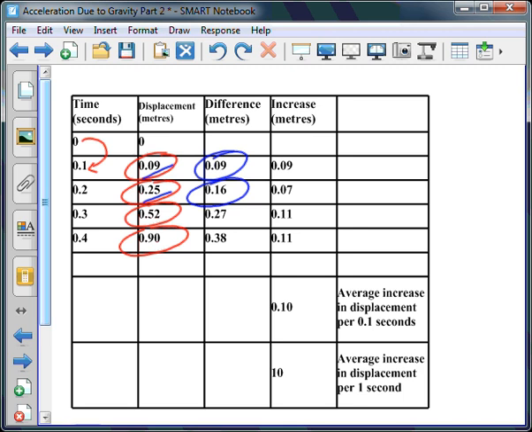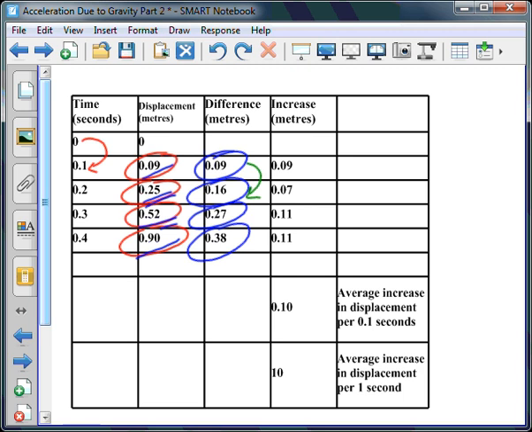In the third 0.1 second interval, the ball fell a total of 27 centimetres or 0.27 metres. Again, it's 0.52 minus 0.25. During the fourth 0.1 second interval, it fell 38 centimetres or 0.38 metres, 0.9 minus 0.52. And what we see is the distance that the ball is travelling every 0.1 seconds is increasing.